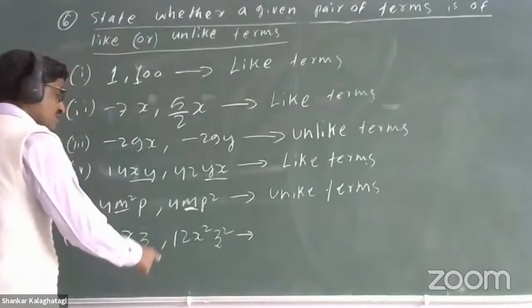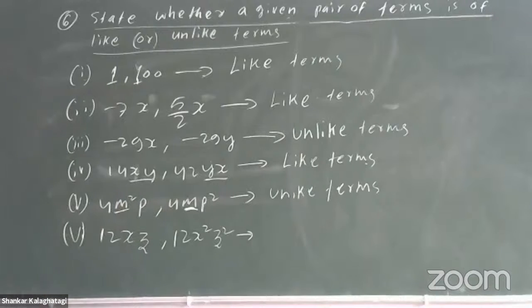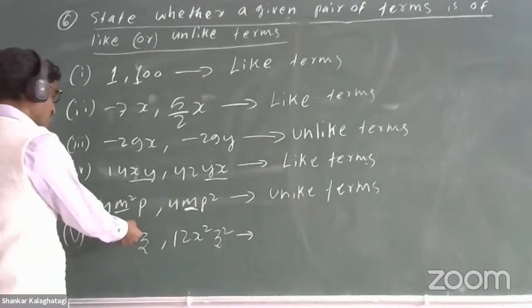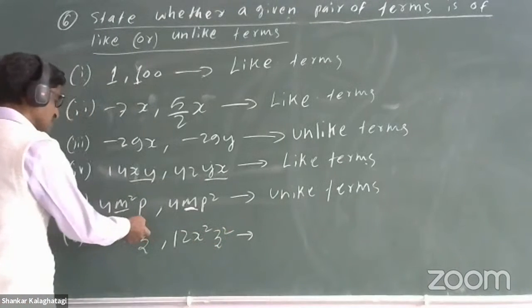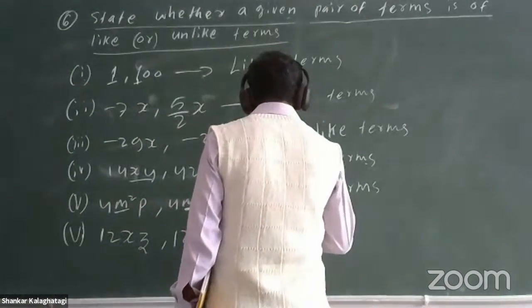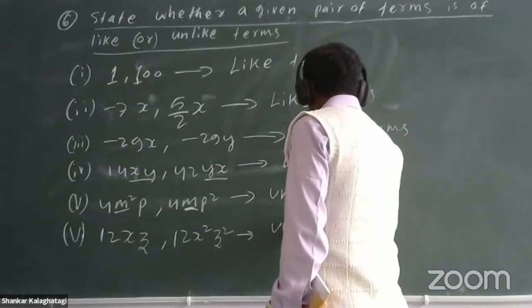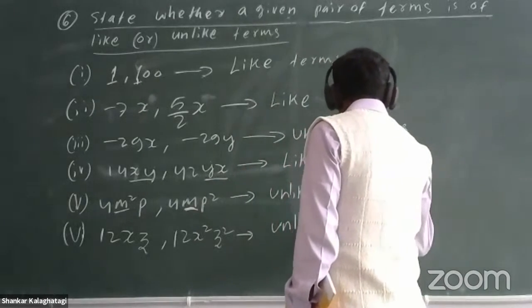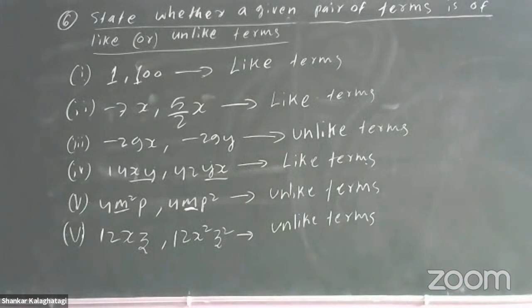12xz, 12x square z square, are they like or unlike? Tell me. Unlike. Okay, powers are not the same here. Here square is there, here nothing is there. Nothing means one is there. So unlike terms. They are like terms.